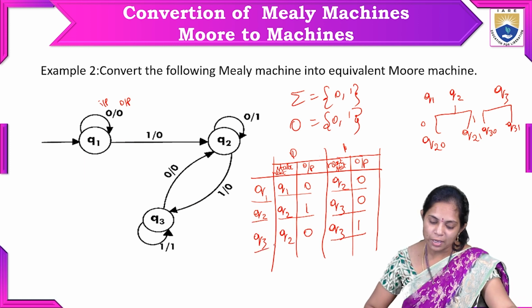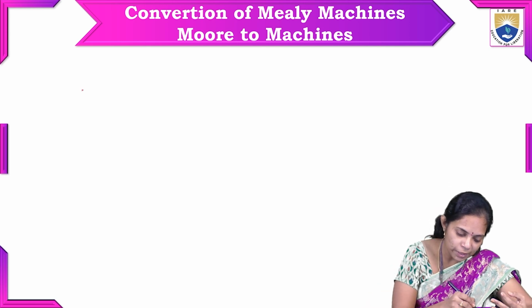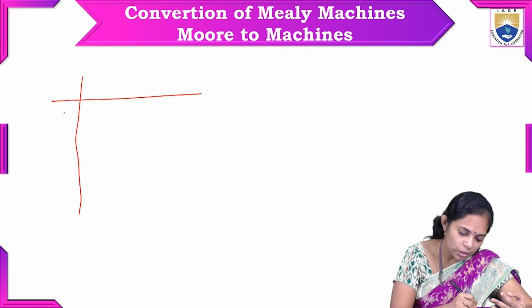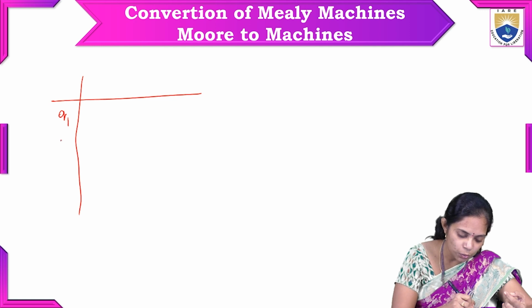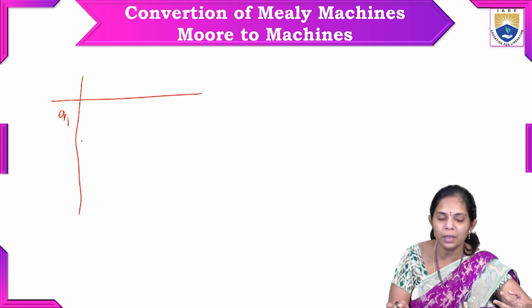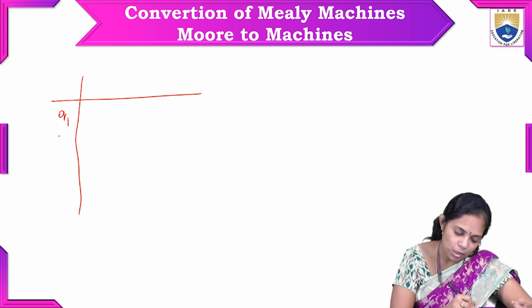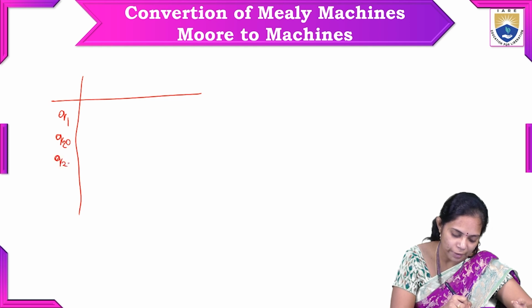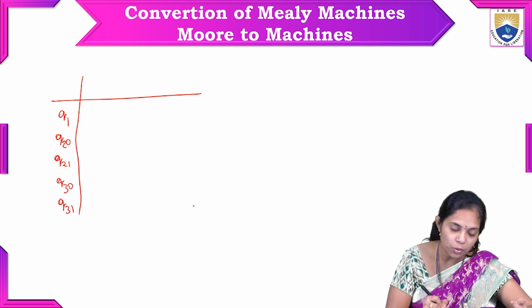So let's draw the transition table for the Moore machine. What is in the table? The transition table of the Moore machine contains the states. Q1 is not going to be split, because it only has one output. Q2 has two outputs, so I have divided it into two states. And Q3 also is divided into two states.